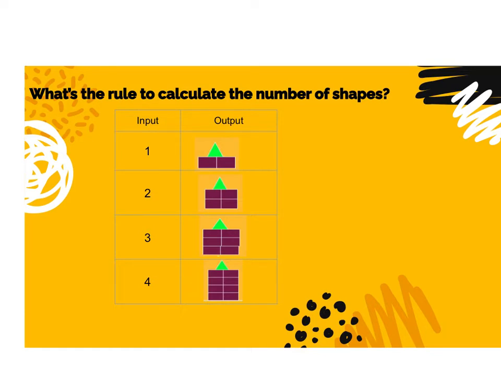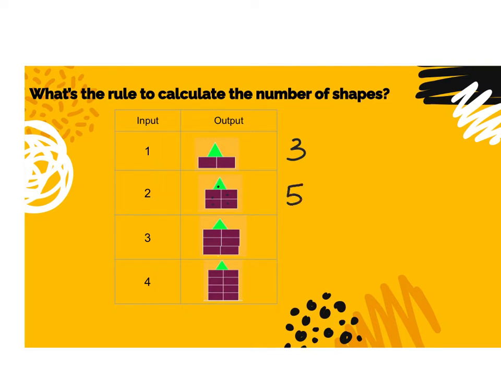The input's on the left, and if you notice, our output looks a little different this time. Our output is shapes. So if our input is 1, our output is the number of shapes. So if I count the triangle and the 2 rectangles, the output is the number 3. If our input is 2, our output is 4 rectangles and 1 triangle.